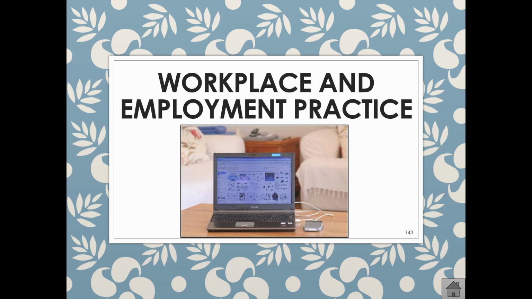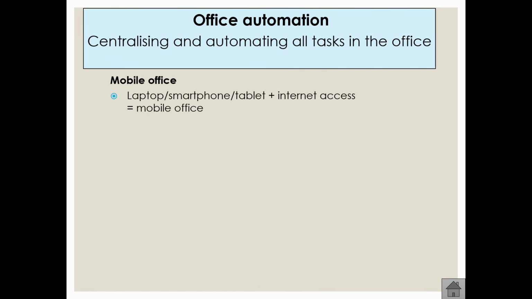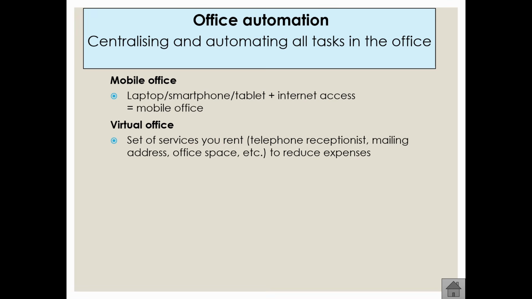And then I think the last section was workplace and employment practice. So office automation. This is just the centralizing and automating of all tasks in the office. So a lot of people these days have either virtual offices or mobile offices. I'm sure that many of your parents come home and sit with a laptop and internet access, and there they've got a mobile office, right?